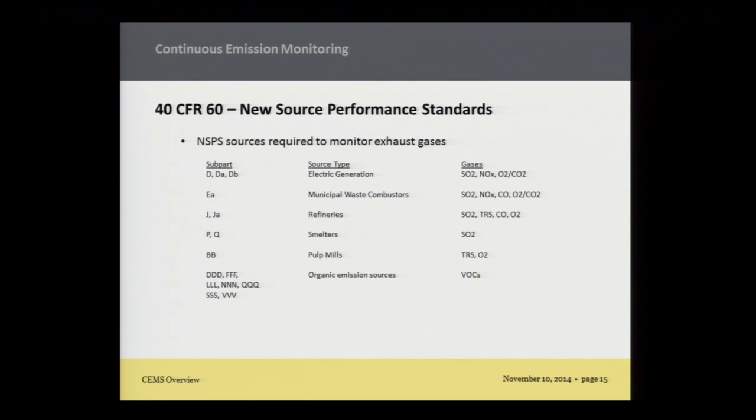So here are some examples of NSPSs that are required to monitor exhaust gases. You've got Da and Db, and we've got some Da and Db applicable people in here. That's one that hits a lot of people. Ea, your municipal waste combustors. You've got J and Ja, which I'm sure everybody's familiar with. P and Q are your smelters. BB is pulp mills. And then you've got a long list that hit organic emission sources down here.